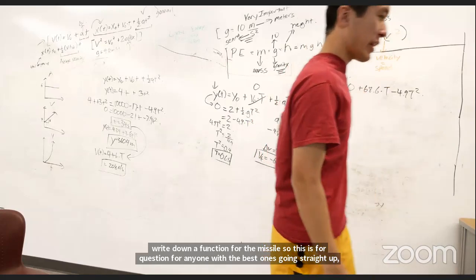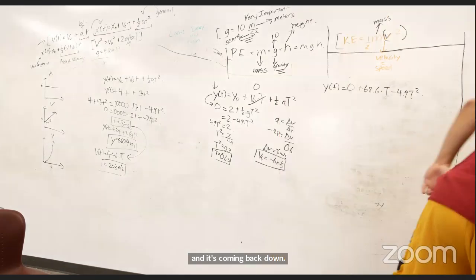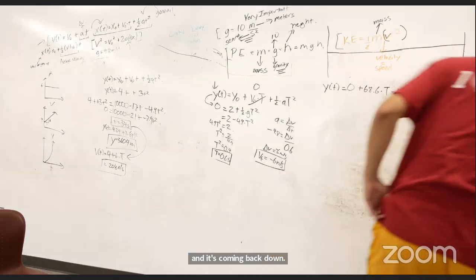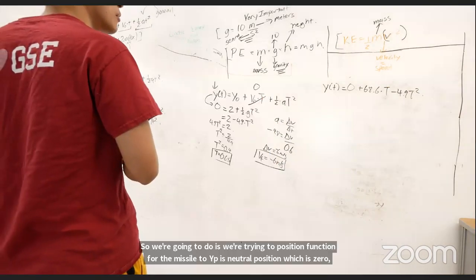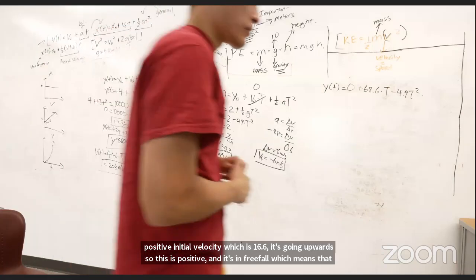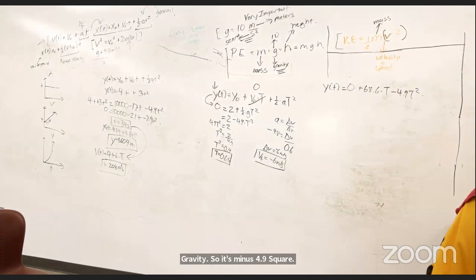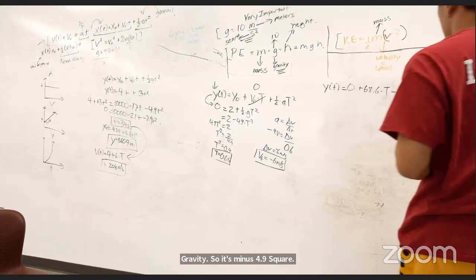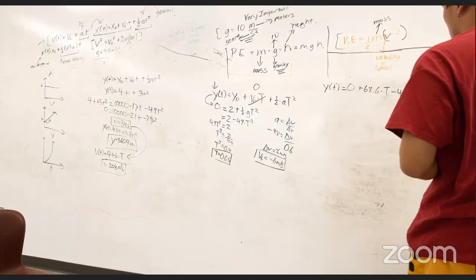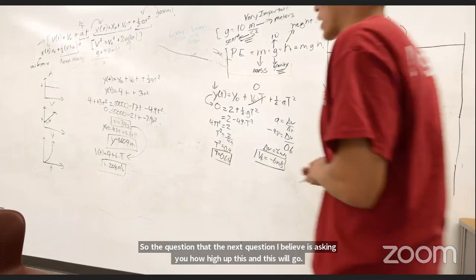So the next question I believe is asking how high up the missile goes before it starts coming down. I am going to show you that this can be done in 2 ways. I think this can be done in 2 ways, I believe. I'll just show you how I would usually do this.